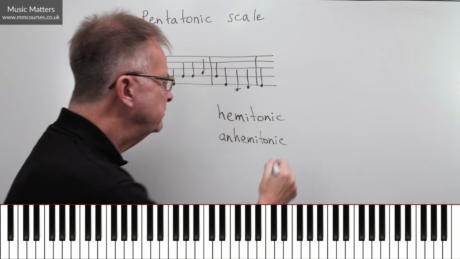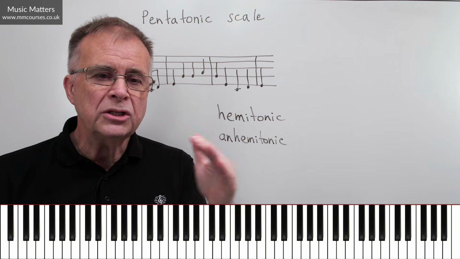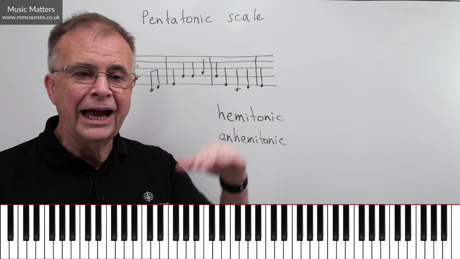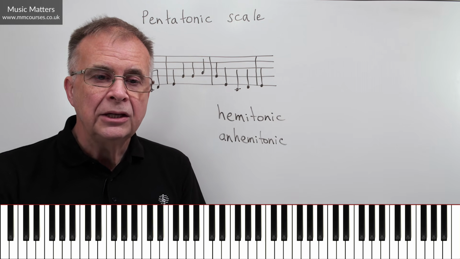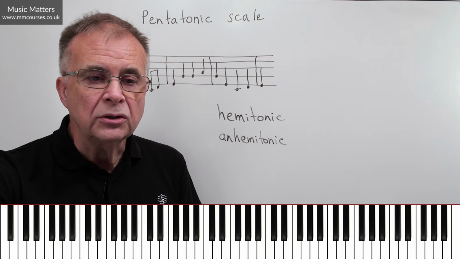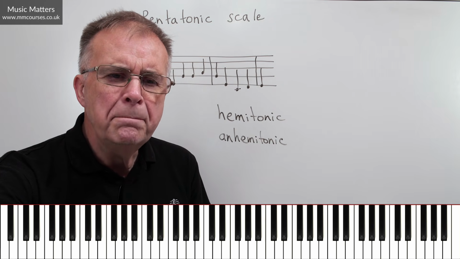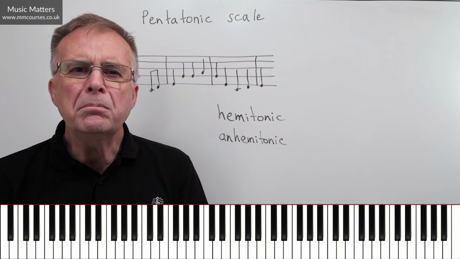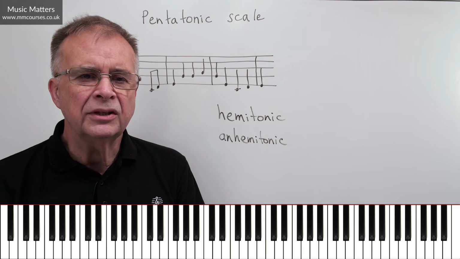These words can be a bit of a mouthful sometimes, can't they? But if you can get hold of hemitonic, that's the one that includes the semitones, and then you just put an on the front of it, anhemitonic, then you've got one that doesn't use semitones. Okay, now we've also got the major pentatonic scale and the minor pentatonic scale. So let's have a little think about that.